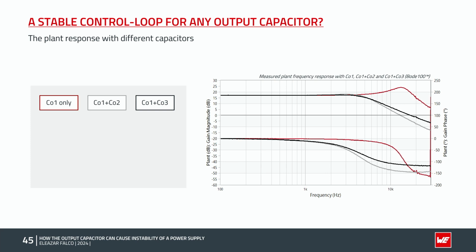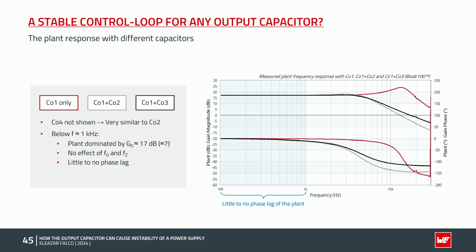Here is the frequency response of the plant for the design example cases considered so far in the presentation. CO1 only in red, so the 3 MLCC capacitors, CO1 plus CO2 in gray, with the hybrid polymer capacitor, and CO1 plus CO3 in black, with the aluminum electrolytic capacitor. Note that the solution with the H-chip polymer, CO4, is not shown as it has the same capacitance and similar ESR as the hybrid polymer capacitor CO2, and that leads to an equivalent result.